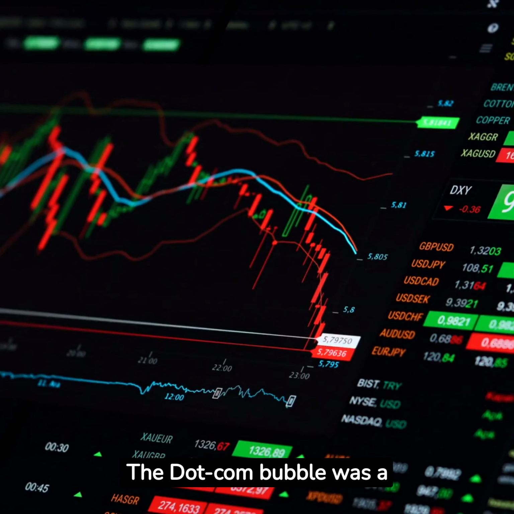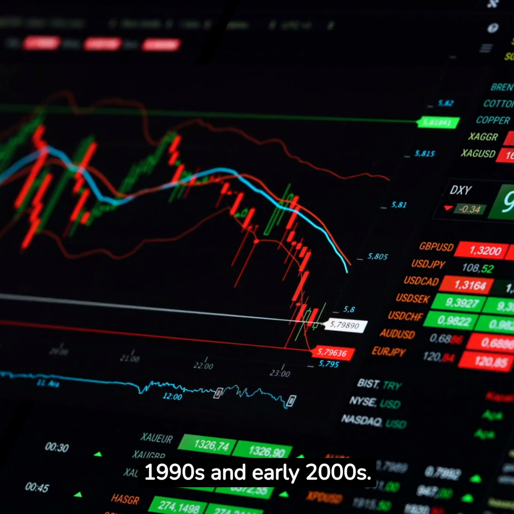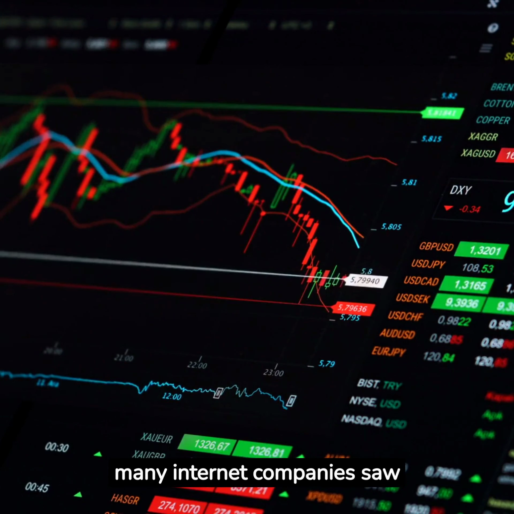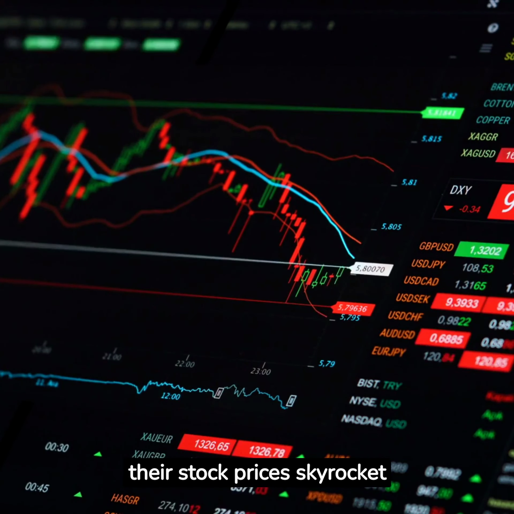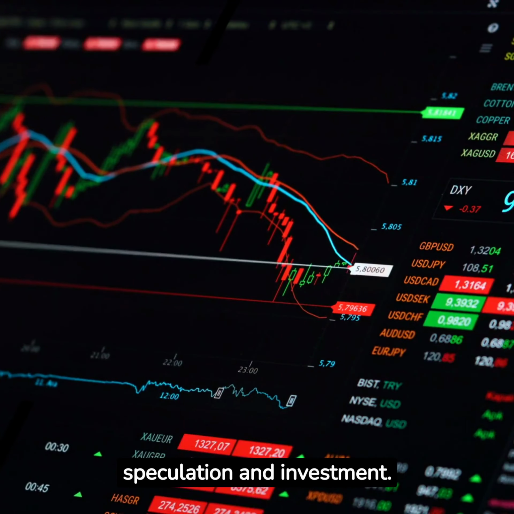The dot-com bubble was a period of rapid growth in the technology sector that occurred in the late 1990s and early 2000s. During this time, many internet companies saw their stock prices skyrocket despite having little to no profits, leading to a wave of speculation and investment.